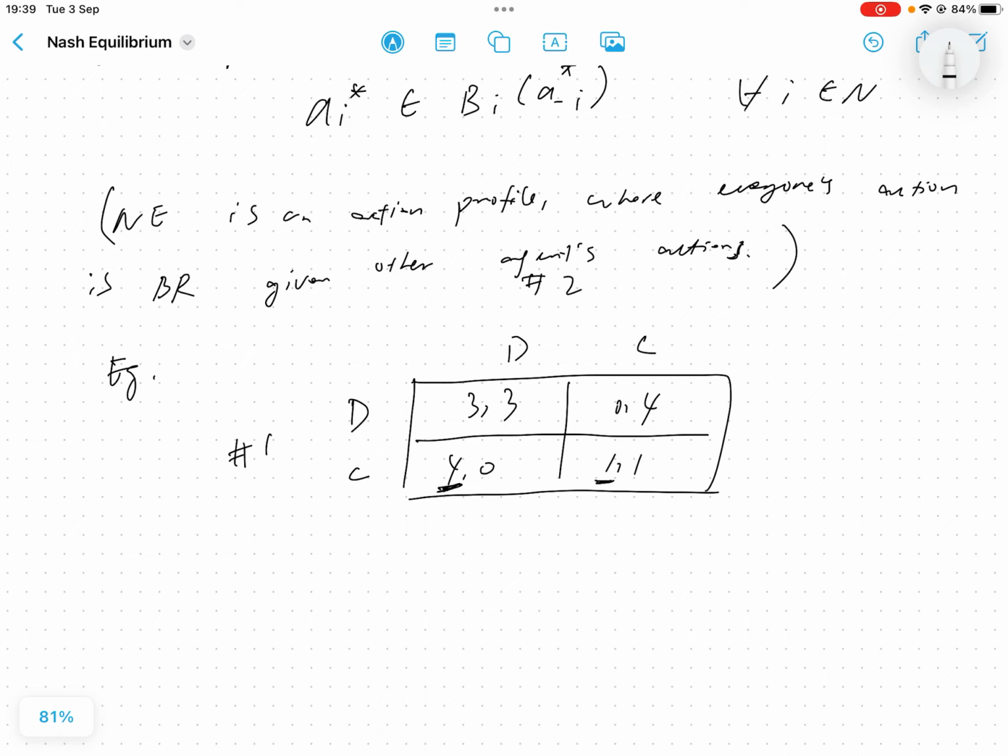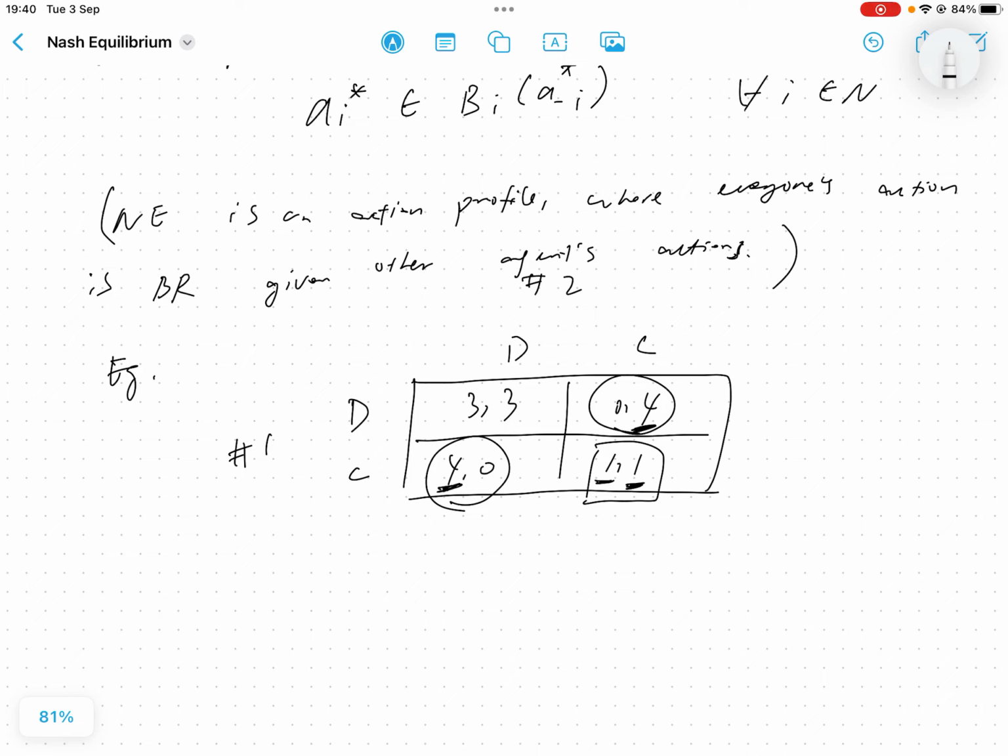Symmetrically, if player 1 is choosing D, then player 2 is choosing C for sure, going for this 4. And if player 1 is playing C, then player 2 is playing C again to get this 1. All right. So the Nash equilibrium here is in this corner, namely two players are both playing C.